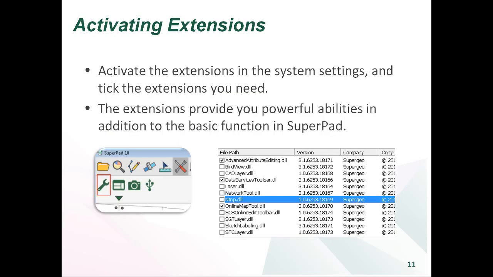While surveying in the field, you can activate an extension to assist you. SuperPad offers a lot of extensions for users, and to use those extensions, you can activate them in the system setting and then take the extension you need. Some extensions, such as online map, will add map resources with the internet, so you don't need to prepare data before surveying. Some extensions, such as Entry and the GPS, can assist you to get higher accuracy with GPS data.